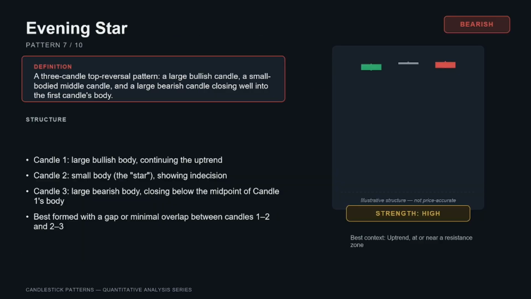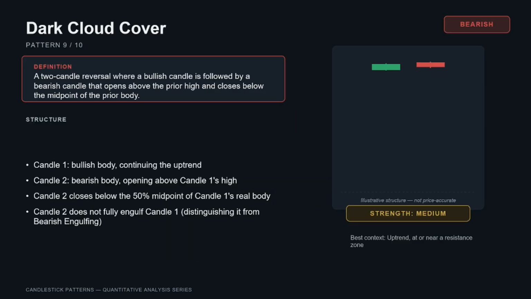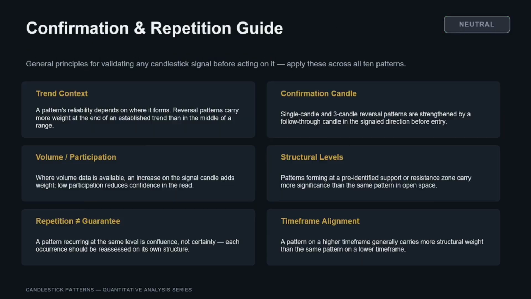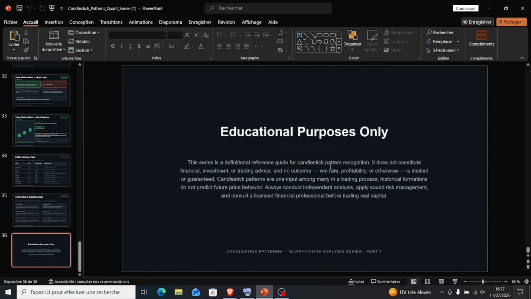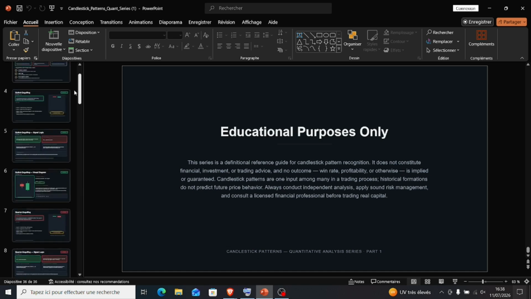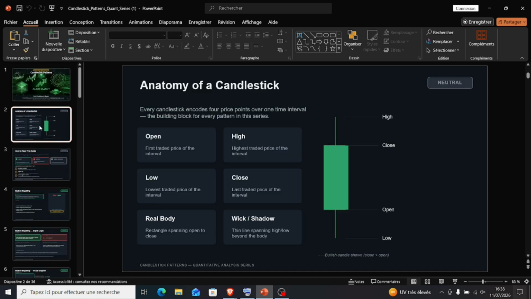In this video, part 1 of our Quantitative Candlestick Series, we are stripping away retail fluff and giving you the exact algorithmic definitions, signal logic, and structural invalidation points for the top 10 patterns. But this is only the foundation.